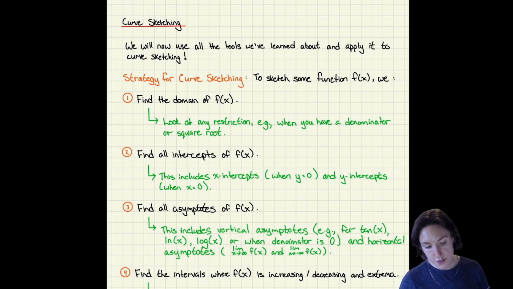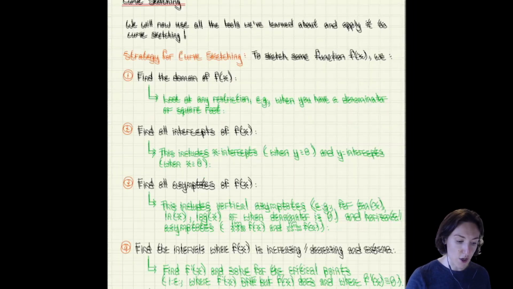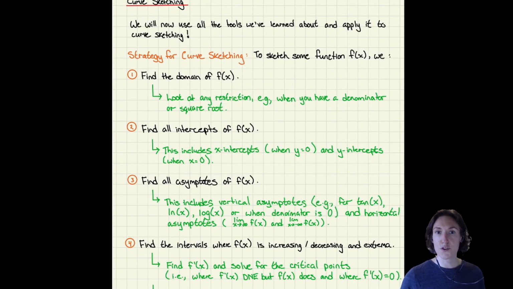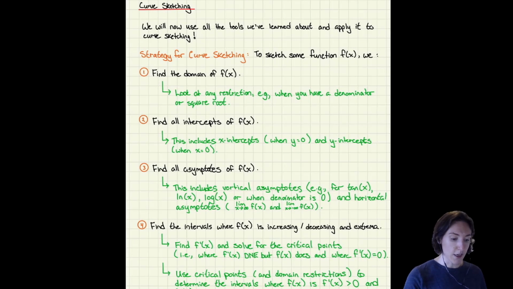So using all this information that we've learned, the intercepts of functions, looking at the limits of functions, the asymptotes of functions, where a function is increasing, decreasing, or where it's concave up or concave down, all these things, we're going to use all of those tools that we learned about, and we're going to apply it to look at a function and be able to draw out its graph. Okay, so these are the steps, the strategy for curve sketching.